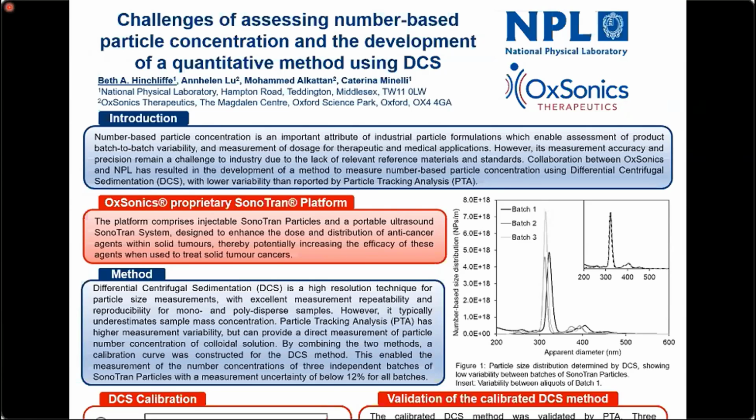Number-based particle concentration is an important attribute of industrial particle formulations. It can be used to assess product batch-to-batch variability and as a measure of dosage for therapeutic and medical applications. Unfortunately, measurement accuracy and precision remain a challenge to industry due to the lack of relevant reference materials and standards. Here I describe the development of a method to measure number-based particle concentration using differential centrifugal sedimentation, or DCS.